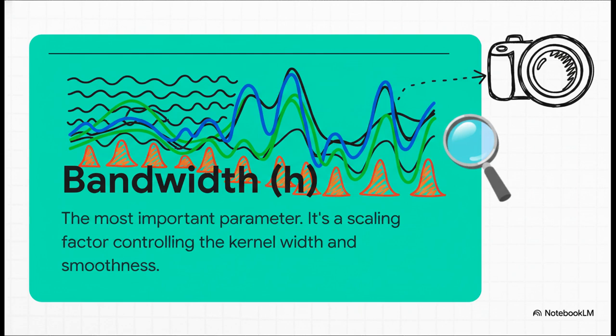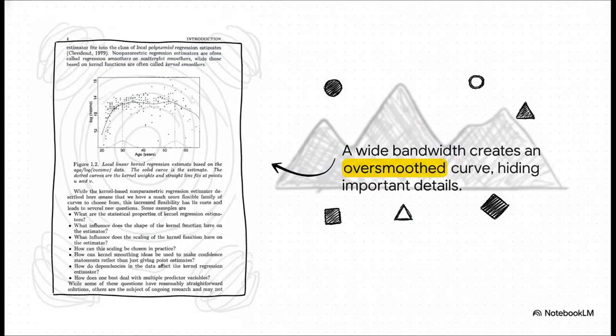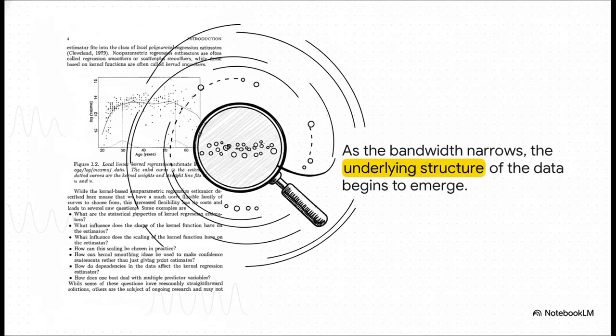It's going to determine how blurry or how sharp our final picture, our trend line, is going to be. So let's see this in action. What happens if we get the bandwidth wrong? Well, if we make the bandwidth too wide, our picture becomes totally blurry. This is called oversmoothing. Sure, we've gotten rid of the noise, but we've also completely washed out the important details of the trend itself.